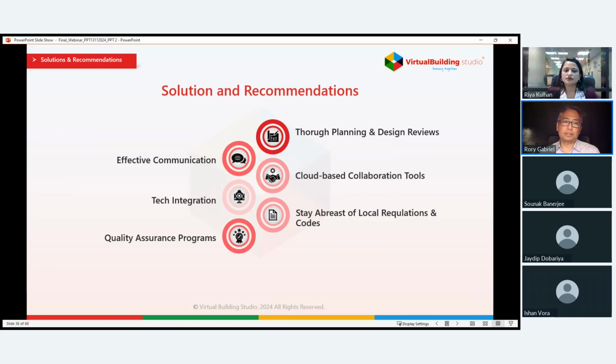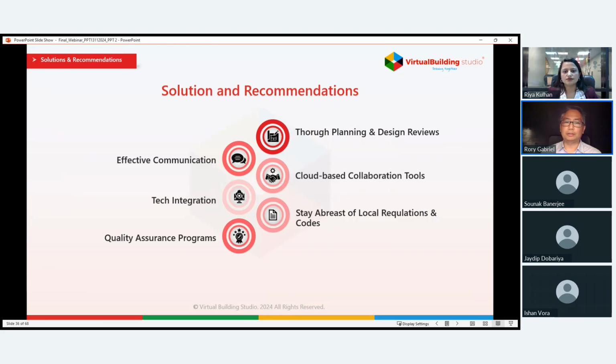Now let's talk about technology for a second. Cloud-based collaboration tools have become a real game changer for construction projects. Having a single source of truth, where all project data is centralized and accessible in real time, ensures that everyone is working from the same set of up-to-date drawings. This eliminates confusion, reduces errors, and helps teams stay aligned throughout the project lifecycle.